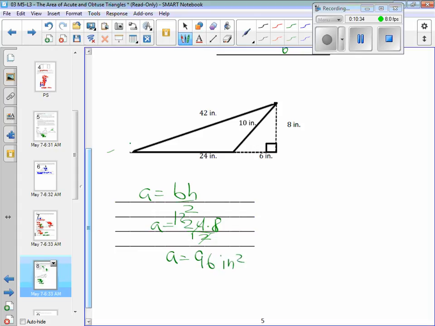24 times 4 will still get you 96. Yeah, but it'll still work. You knocked out the 2 and the 8. That's okay. Doesn't matter. Just don't knock them both out.